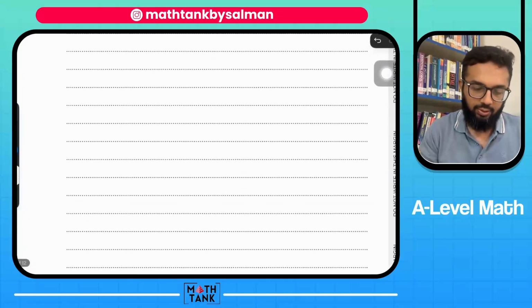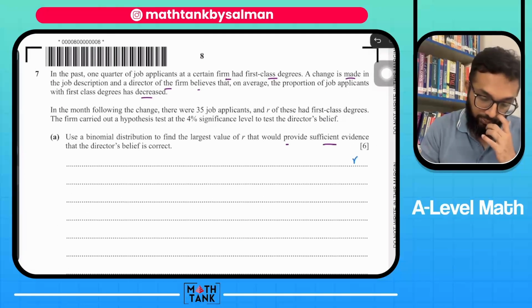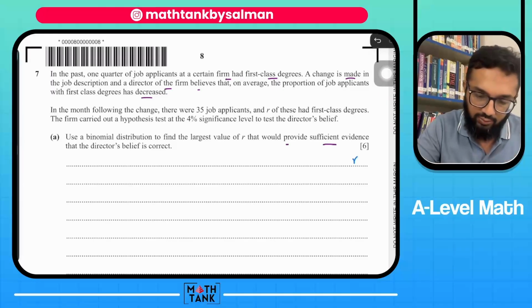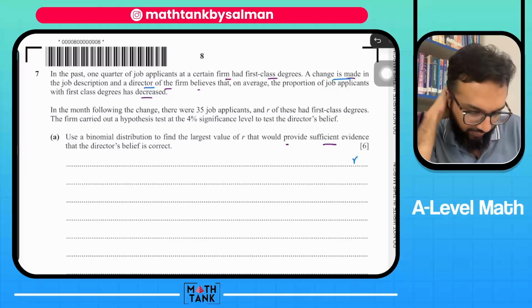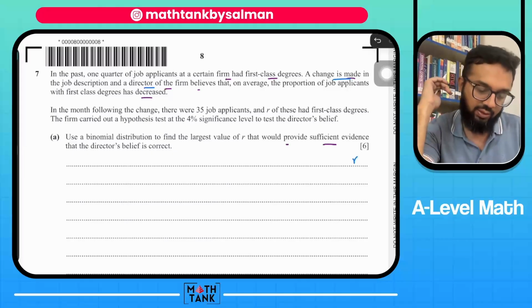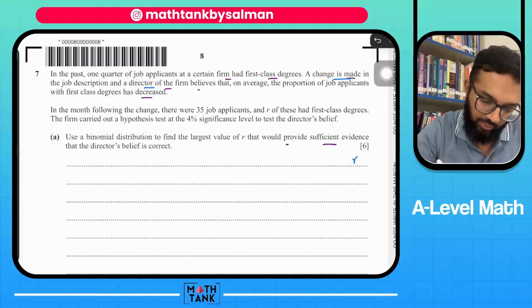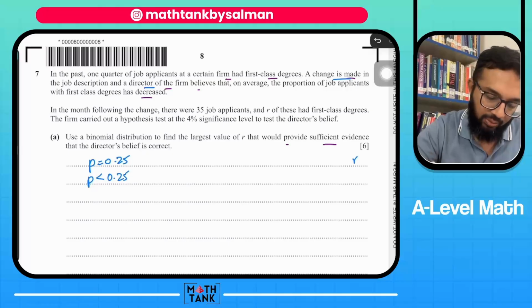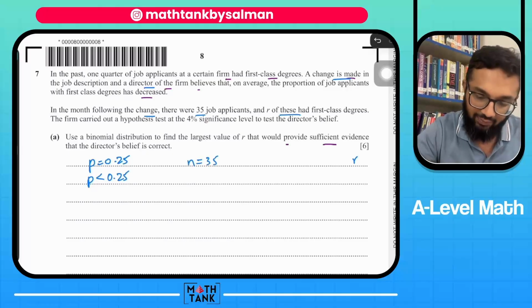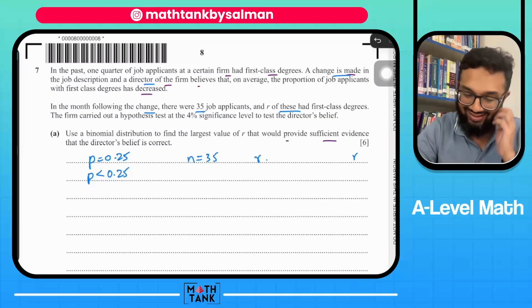This is about, okay, in the past, 1/4 of job applicants at a certain firm had a first class degree. A change is made in the job description, and the director of the firm believes that on average, the proportion of job applicants with first class degrees has decreased. So 1/4 of job applicants, so p was 0.25. Now the belief is that it's less than 0.25. Okay, in the month following the change, there are 35 job applicants, and R of these had first class degrees. So the test statistic is R.